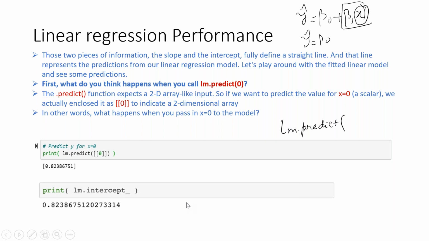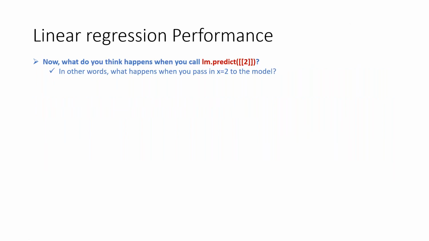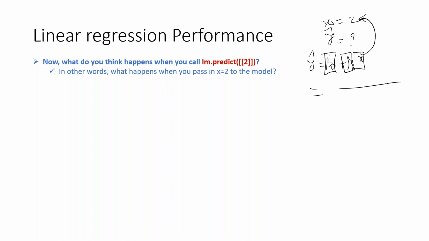Okay, so it's predicting. Now let us do lm.predict for 2. What will happen? I have x equal to 2, and I am asking what is my predicted y. This is the question. What will it do? It will do y hat equal to beta 0 plus beta 1 x. Beta 0 I know, beta 1 I know, and x is 2. So it substitutes x, beta 0 and beta 1, calculates and throws you the answer. That is what it does.